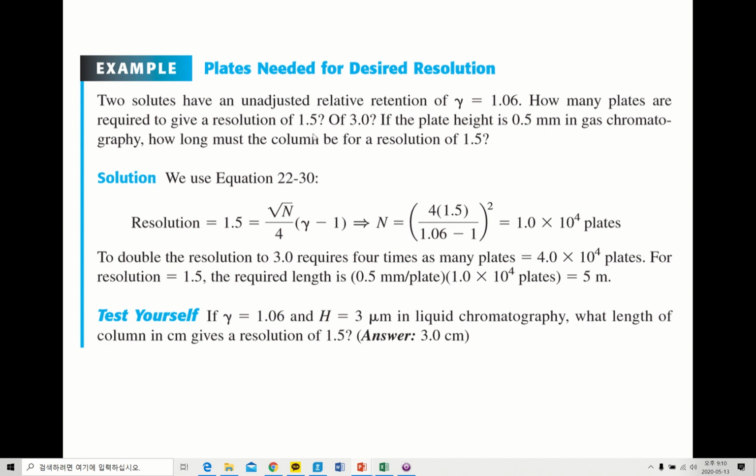For resolution 1.5, another question is the column length. Since the plate height is given, which is 0.5 millimeters, you multiply the number of plates by each plate height, and then we get a 5-meter column. So you need a 5-meter capillary column for the resolution of 1.5. Easy.